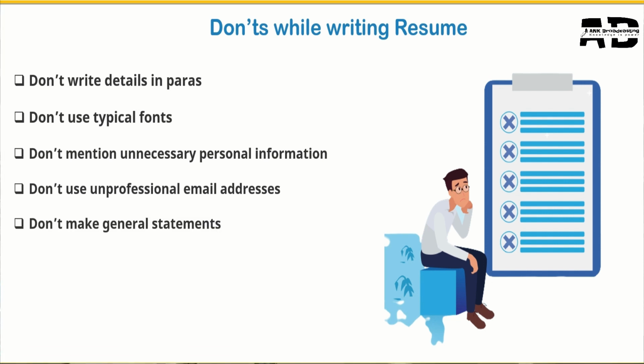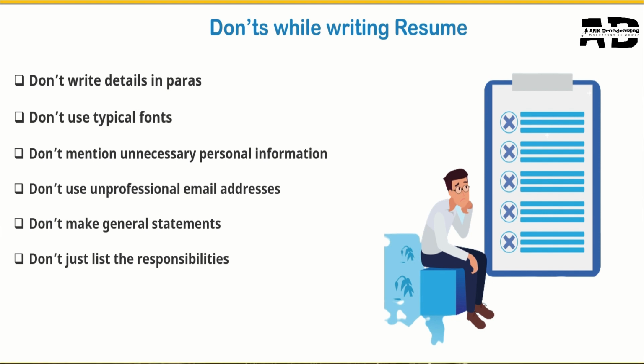Don't make general statements in your CV. Don't make general statements like, if you have worked as a sales manager, do not say I carried out sales activities and so on. That is expected, right? So don't make general statements in your CV. Try to be more specific about the activities and roles and responsibilities you have carried out in your experience, or even in your academics.